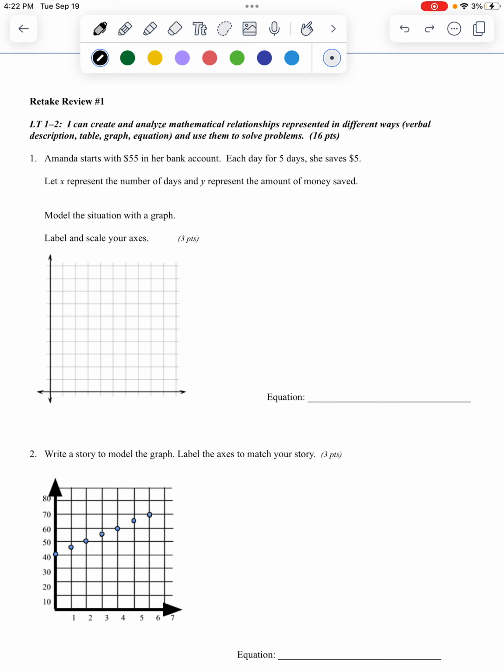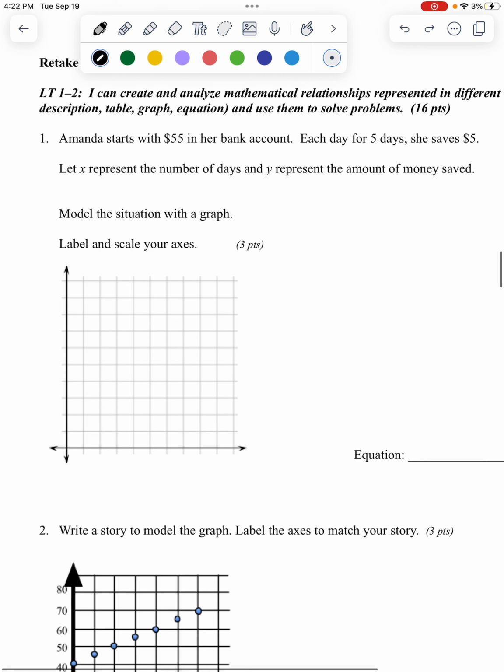Amanda has $55 in her bank account. Each day for 5 days, she saves $5. Let X be the number of days and Y represent the amount of money saved. Now, Amanda started with $55. So that's not after 1 day does she have $55, but after 0 days. Remember, 0 is always the first, where the starting point is.